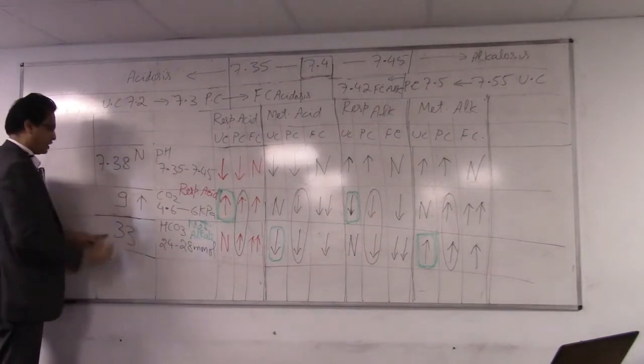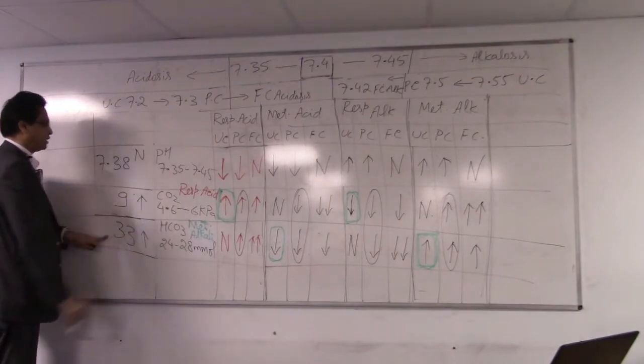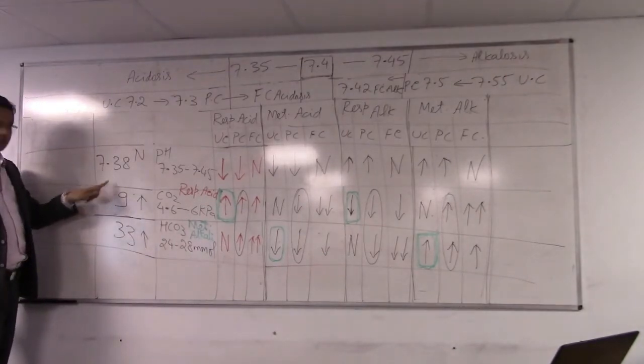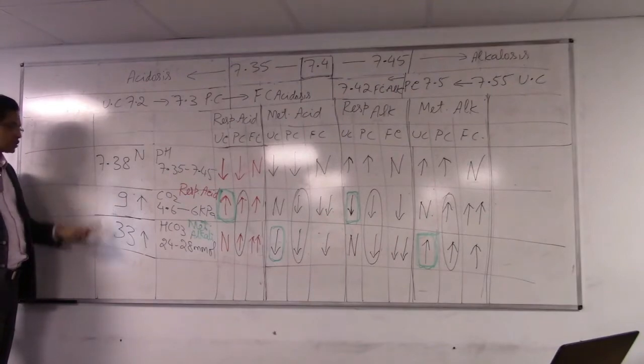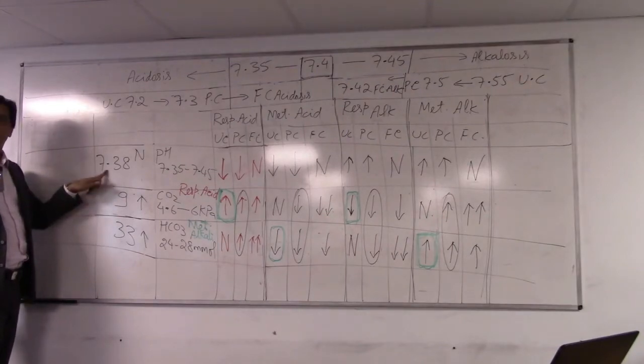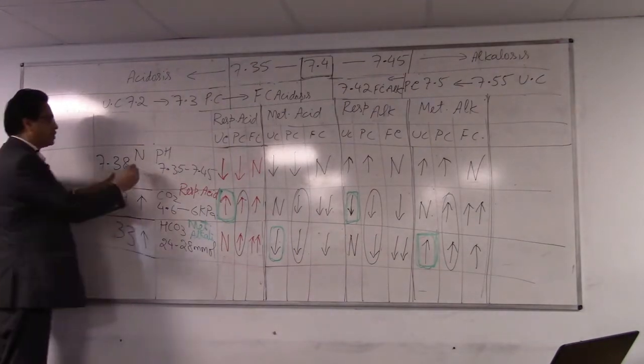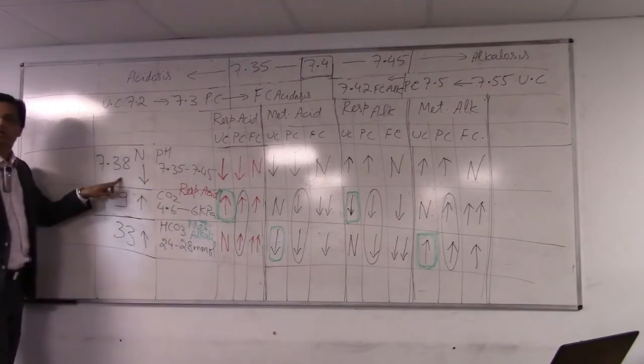pH is normal. Carbon dioxide is high. Bicarbonate is high. Though the pH is normal, other things are not normal. That means this is compensated. It came to normal. So, if you want to put an arrow, should it face up or down? Facing down, because it is below 7.4.